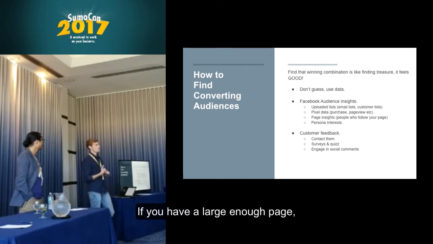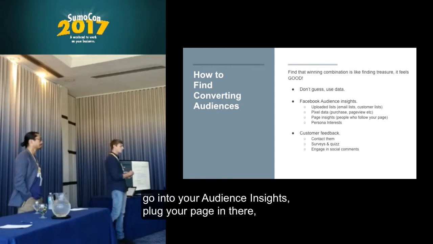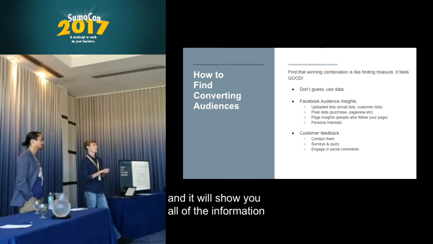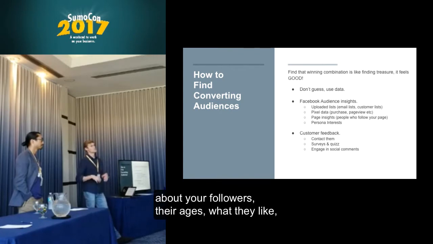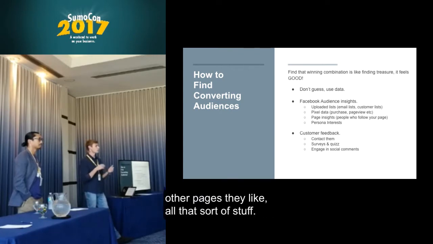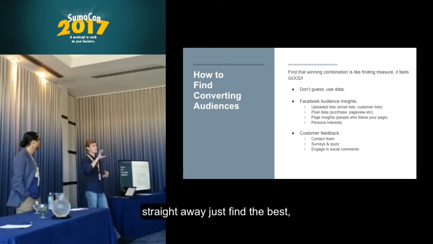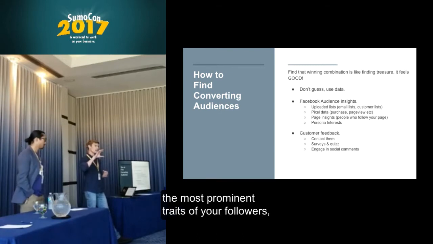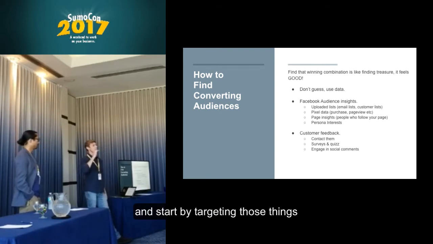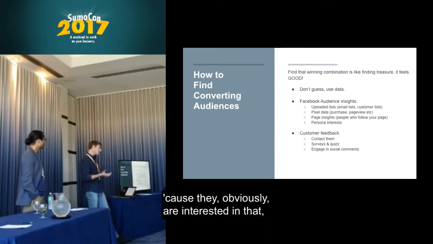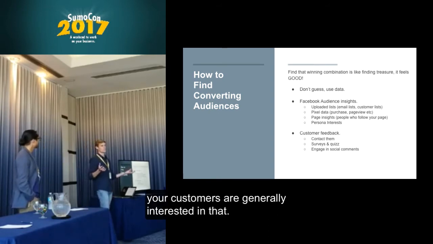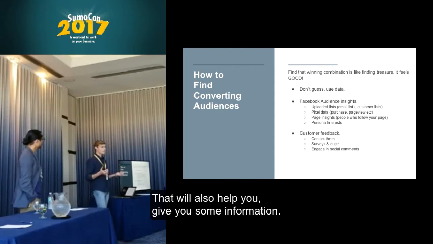So what you want to start off with is Audience Insights. If you have a large enough page, go into your audience insights, plug your page in there, and it will show you all of the information about your followers: their ages, what they like, other pages they like, all that sort of stuff. If you're starting prospecting, straight away just find the most common traits of your followers and start by targeting those things, because they obviously are interested in that, or in general, your customers are generally interested in that. The other thing is obviously the pixel data. That will also give you some information.